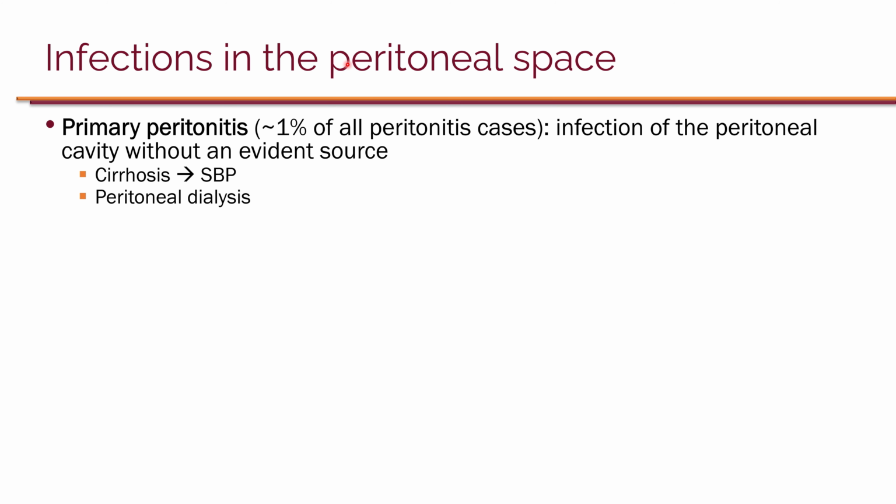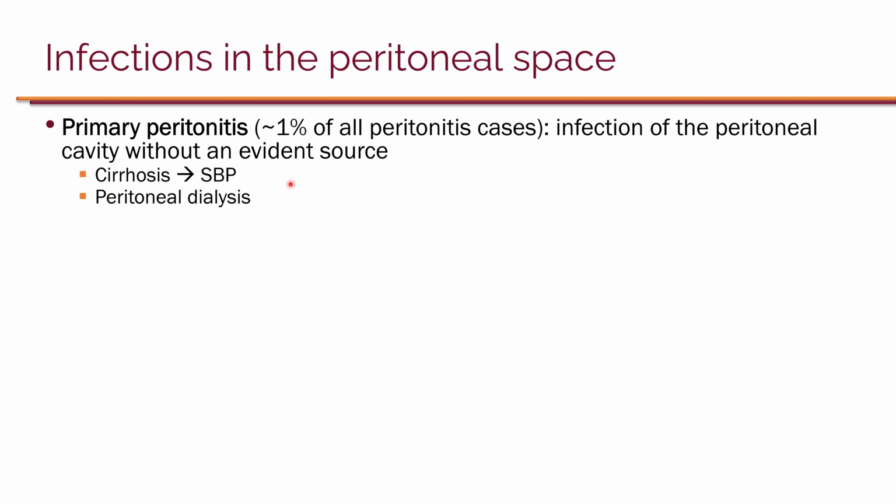Now, once you are in the peritoneal space, that's the definition of complicated intra-abdominal infection: if any of those organs get infected and advance into the peritoneal space. However, not all peritonitis is due to another source of infection. For example, primary peritonitis means that it was not secondary to anything else. This is a very small percentage of all peritonitis cases, about 1%.